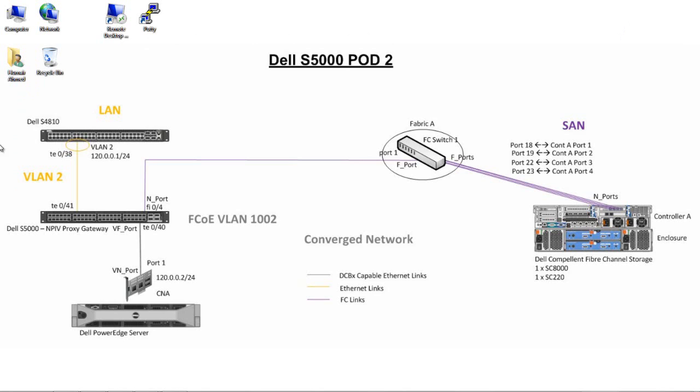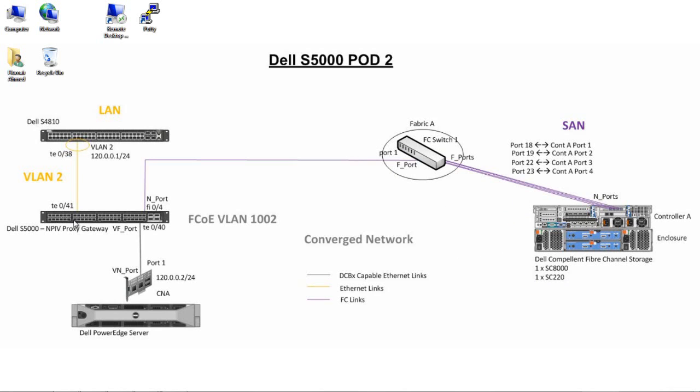I've made the network diagram the background of my desktop. It consists of a server with a Broadcom 57810 CNA connected to a S5000 converged switch. This is all 10 gigabit Ethernet. The S5000 switch is connected to the Dell S4810 for LAN connectivity, and a Brocade 6505 fiber channel switch for SAN connectivity. The Brocade 6505 fiber channel switch is connected to a Dell Compellent storage array consisting of one SC8000 controller and one SC220 storage enclosure.